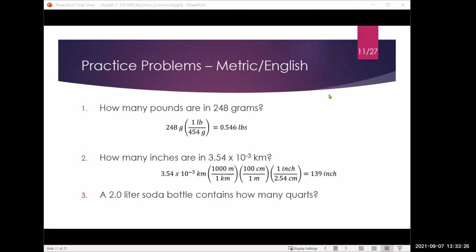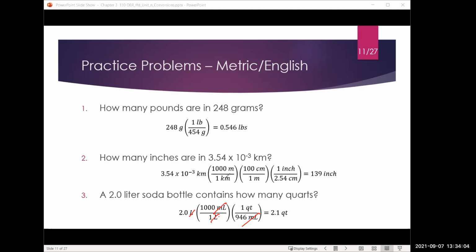A 2-liter bottle contains how many quarts? Well, write down what we know, which is 2 liters, is what we're given, I should say. We know that in 1,000 milliliters, there's a liter. So there's our first conversion factor. Okay. So this takes care of the liters, gets rid of them. And then we have milliliters. So our next conversion factor to get us into quarts is 946 milliliters in 1 quart, and therefore milliliters cancel. You can see here that the units cancel out properly.